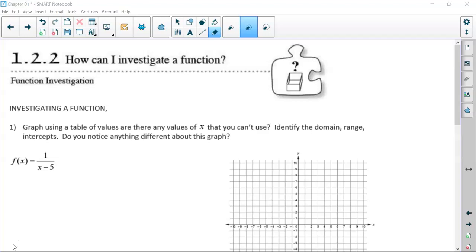Now, first thing says, are there any values we can't use for x? If we look, here we have f of x equals 1 over the quantity of x minus 5. Now, if we were to put a 5 in there, 5 minus 5 equals 0, and 1 divided by 0 is undefined, so x cannot equal 5. That's a value we cannot use.